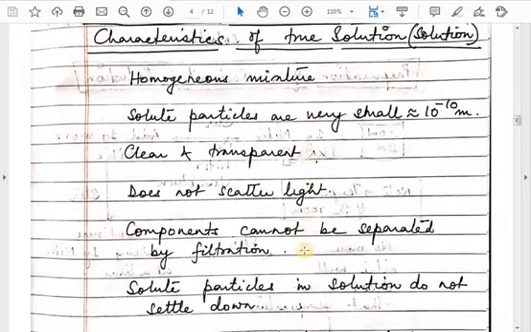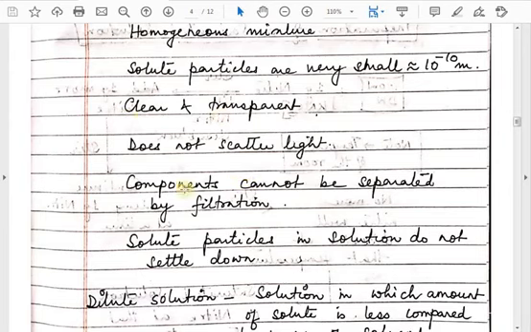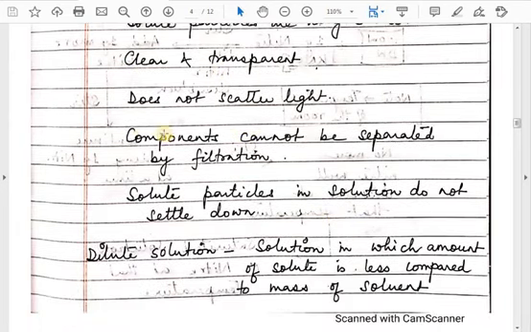So what are the characteristics of true solution or solution? It is a homogeneous mixture. Solute particles are very small, that is 10 to the power minus 10 meter. Clear and transparent, it doesn't scatter light. Components cannot be separated by filtration. You have to go for other options, let's say evaporation, distillation. Solute particles in solution do not settle down.